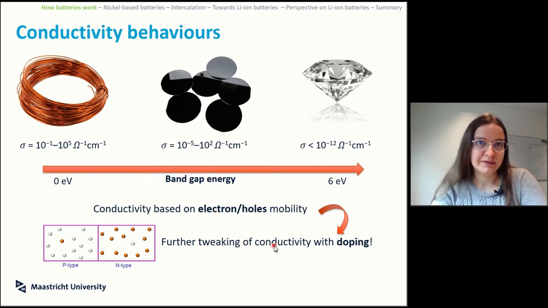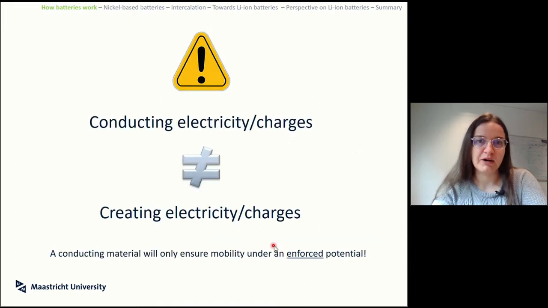Now, one thing that we stressed even last time while we were talking is that conducting electricity or charges is different from creating electricity and charges. So you can conduct something if you have a potential between the ends of your material, but you cannot make this electricity. Your conductor only conducts, it doesn't create the thing that is needed to conduct.